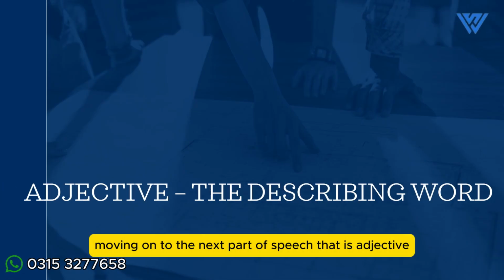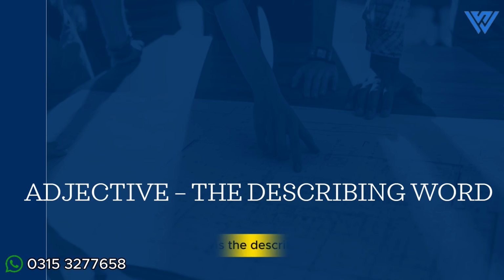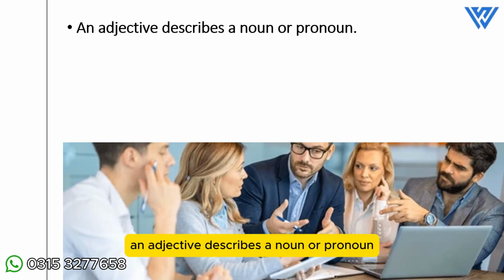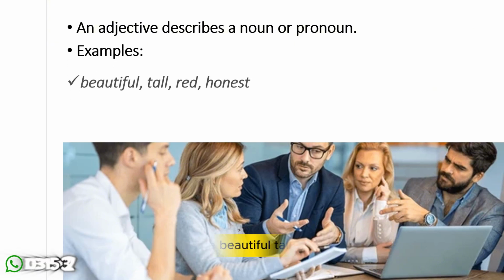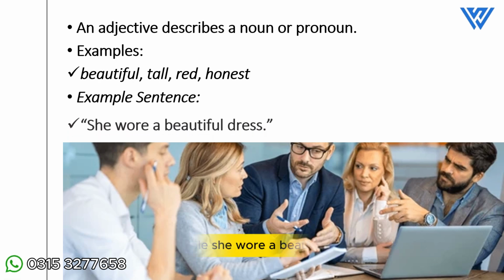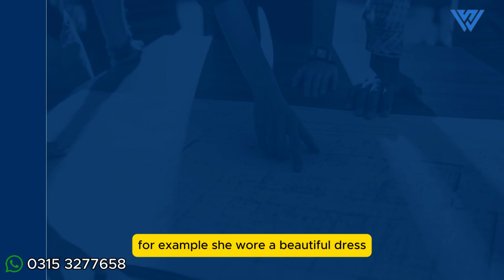Moving on to the next part of speech, that is adjective. Adjective क्या है? Adjective is the describing word. An adjective describes a noun or pronoun. For example, beautiful, tall, red, honest. For example, she wore a beautiful dress.